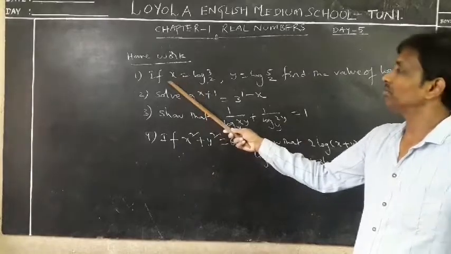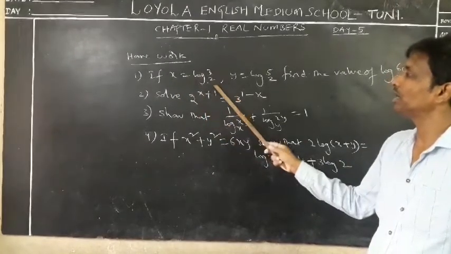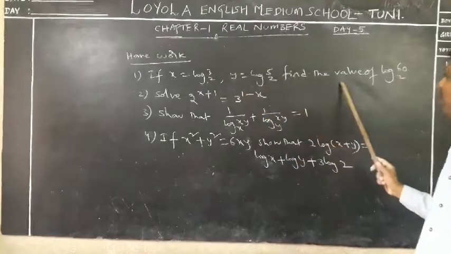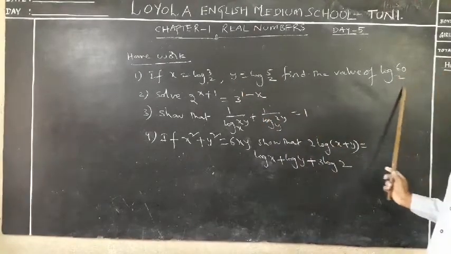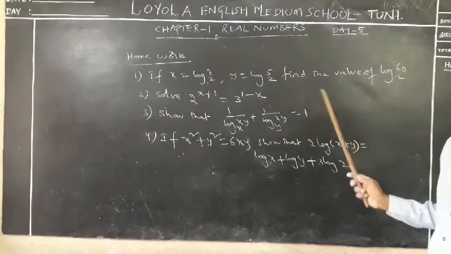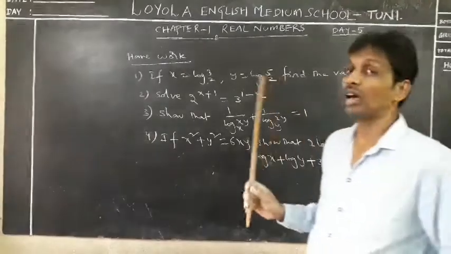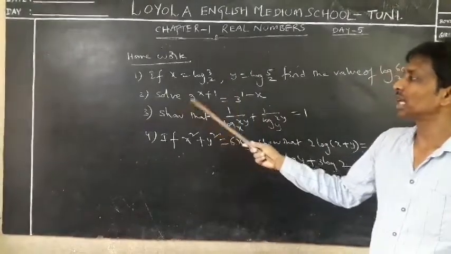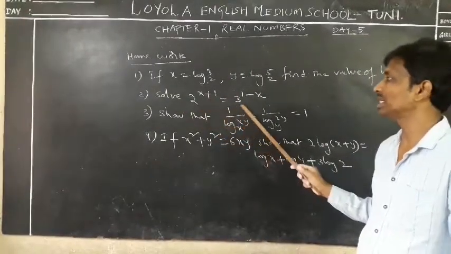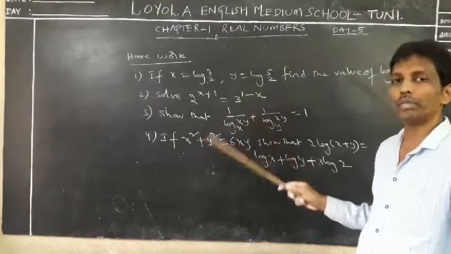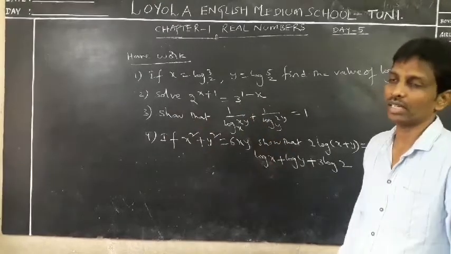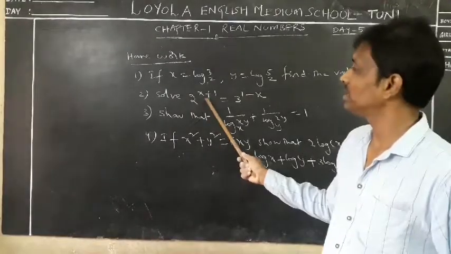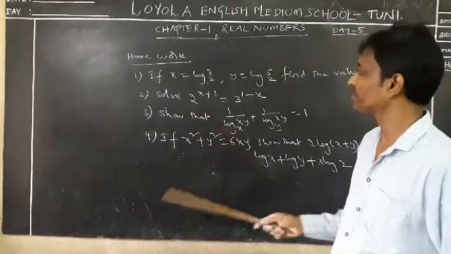Let us see the first sum. If x is equal to log 3 base 2, y is equal to log 5 base 2, find the value of log 60 base 2. Same model problem we might have done, log 7.5 base 2. Second one, solve 2 power x plus 1 is equal to 3 power 1 minus x. Here we are asking to find the value of x.